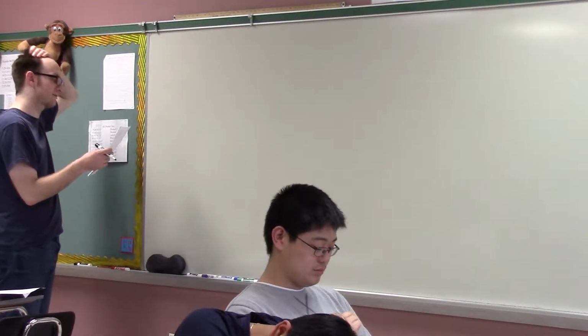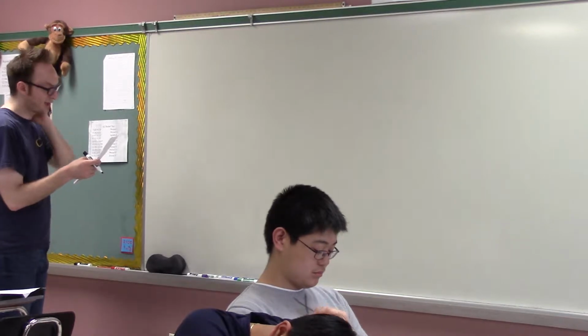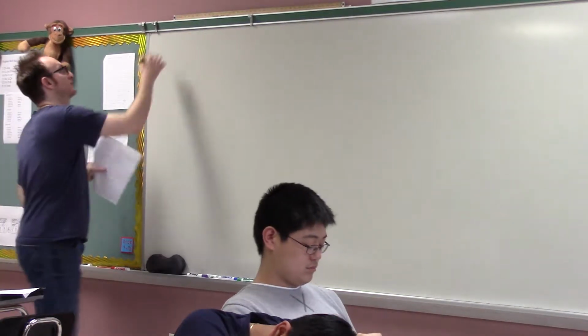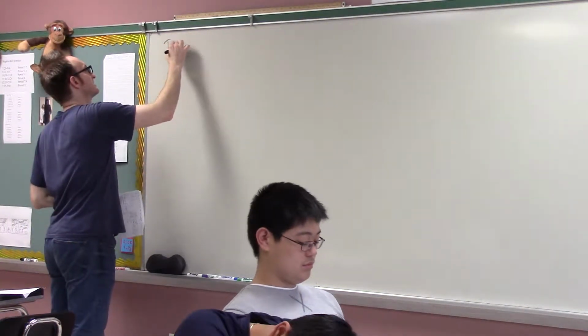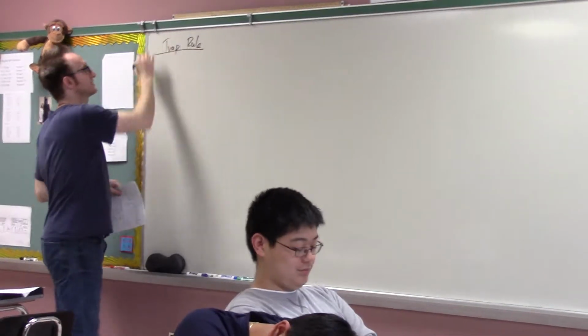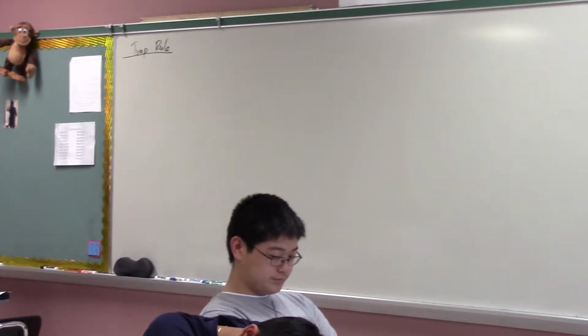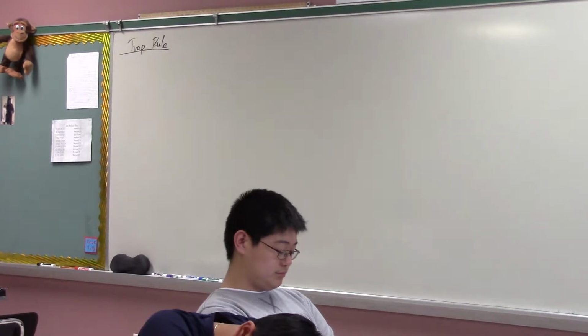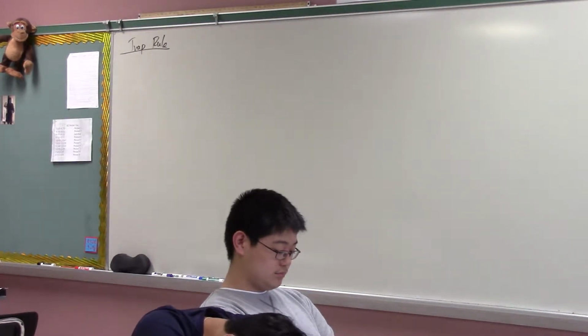Let's do trapezoids first. So let's talk about the trapezoid rule. And let's see, as we discussed, what makes the trapezoid rule bad? Where does the trapezoid rule go wrong?